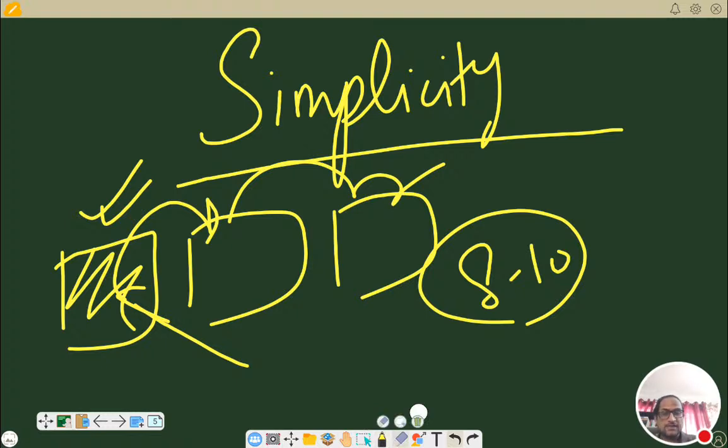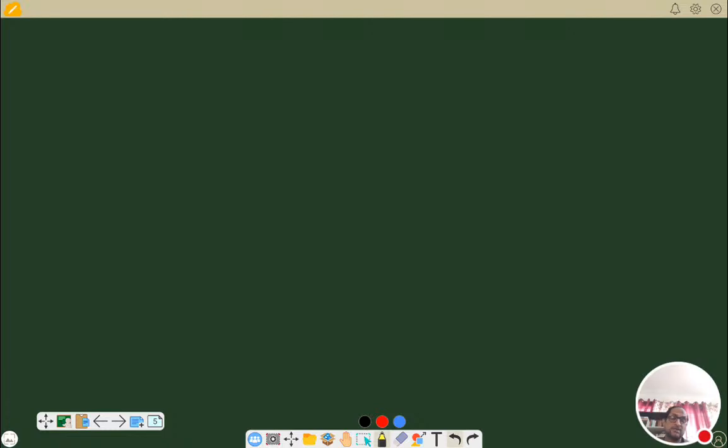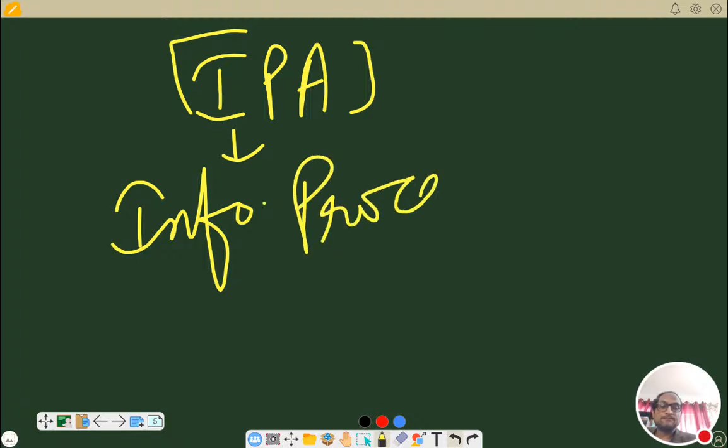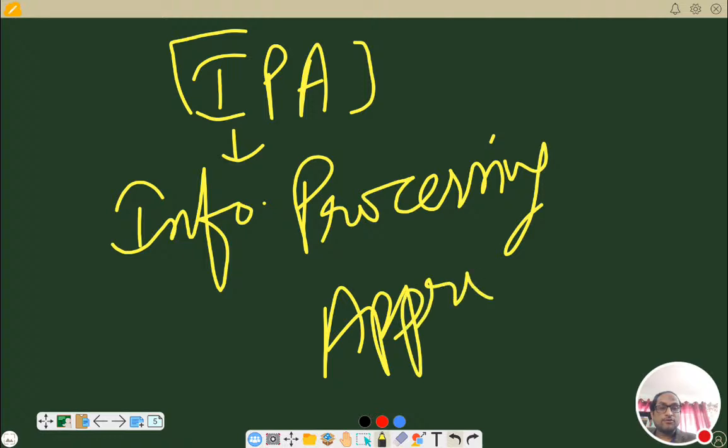Okay, so then after Newell and Simon's emergence, one important aspect is IPA, the information processing approach. What is the information processing approach? It is an approach where the human mind, the human cognitive process, is compared with computers. What happens in computers?